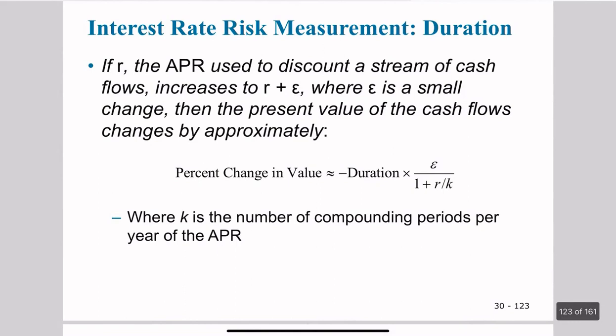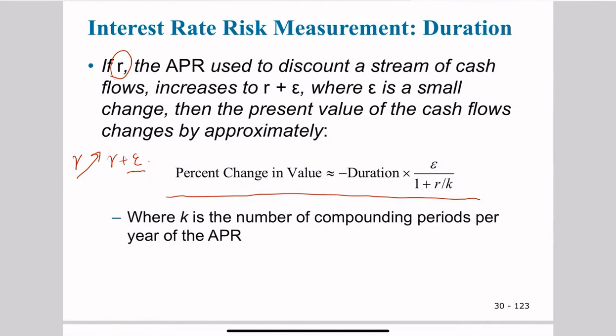Okay, let's see the measurement here. So let's say R is the bond yield. That is the APR used to discount cash flows. So let's say the bond yield increases from R to R plus epsilon. So this epsilon is a very small number. And then the present value of the cash flows will change by this.